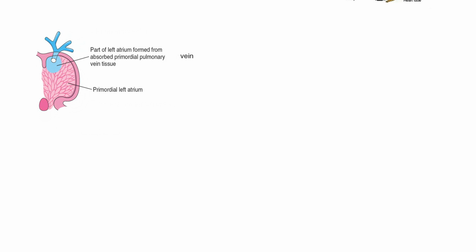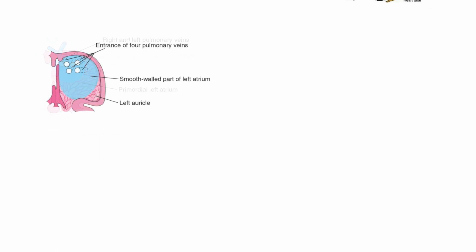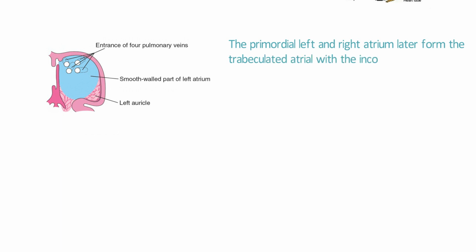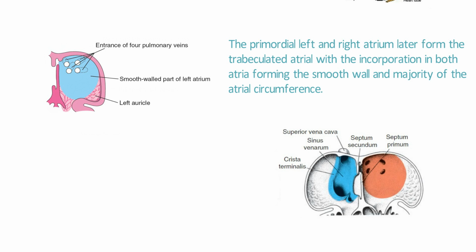However, with continuous expansion of the left atrium, the pulmonary vein is incorporated more, up to the point where it gives us two branches, one to each lung, and then to the point where all four veins, that is, two from each lung, drain independently or directly into the left atrium. With this, the primordial left and right atrium form the trabeculated part in both atria, while their incorporation forms the smooth wall and majority of the atrial circumference.